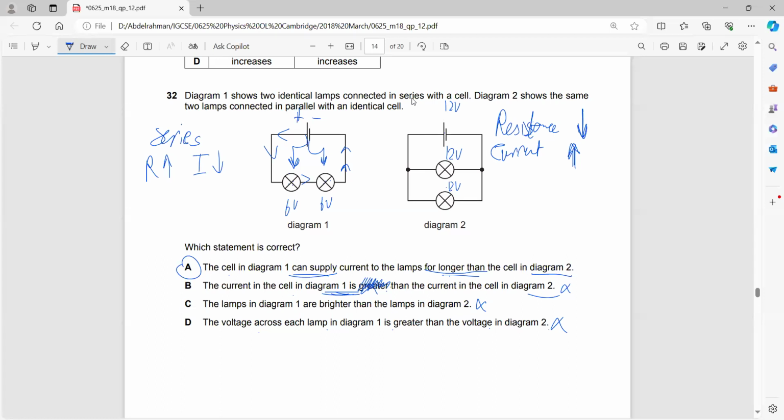If you want to think about it, power equals VI. If you decrease the current, then you will decrease the power and you can take more time. If you decrease the current, then the battery will be able to switch on both of these lamps for a longer time. I hope it's clear by now.